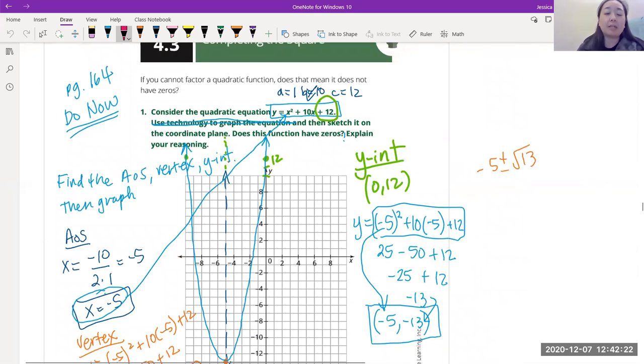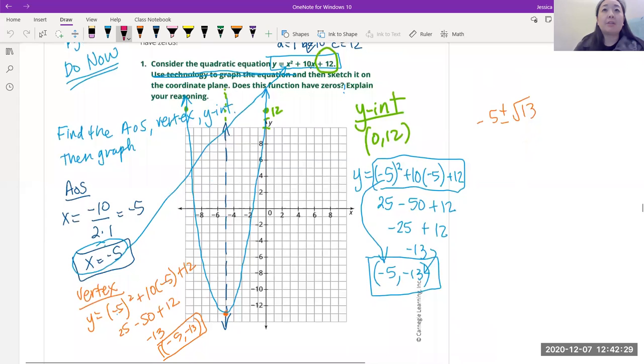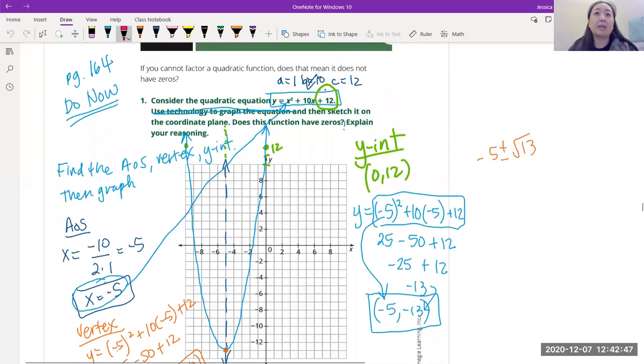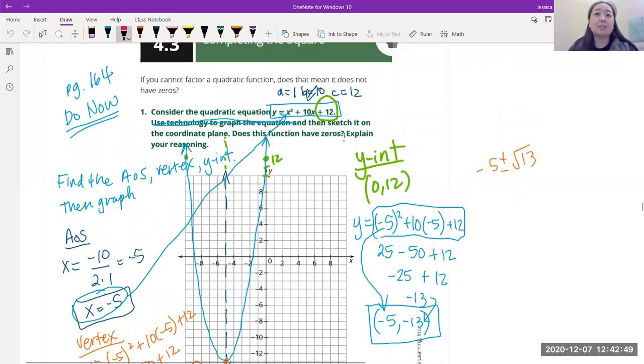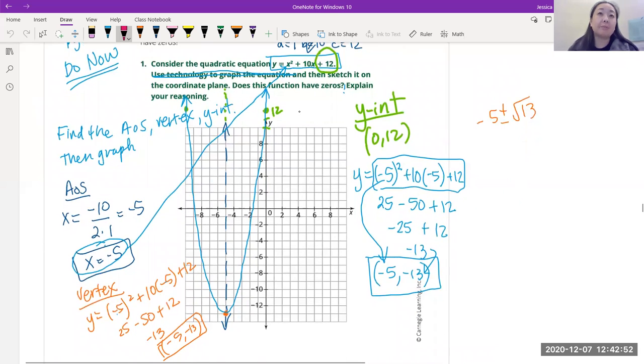Okay, and so I did not want you to use technology. I wanted you to just graph this equation by finding the AOS, the vertex, and the y-intercept, right? And this is good practice because I'm going to be expecting you guys to know how to do this later on. So if you look at right here, we figured out what A, B, and C are, right? And so A is 1, B is 10, and C is 12. Still don't need C yet. We will soon. So we plug it all in.